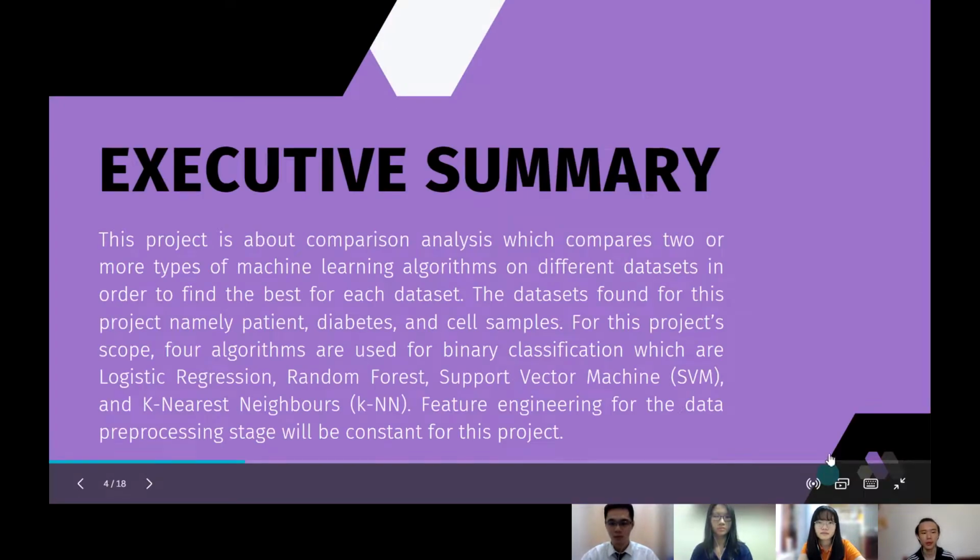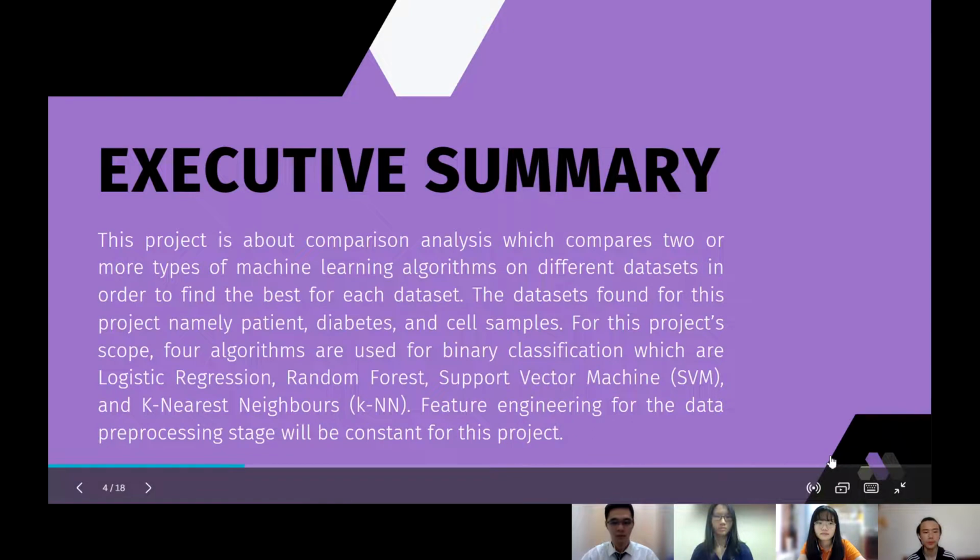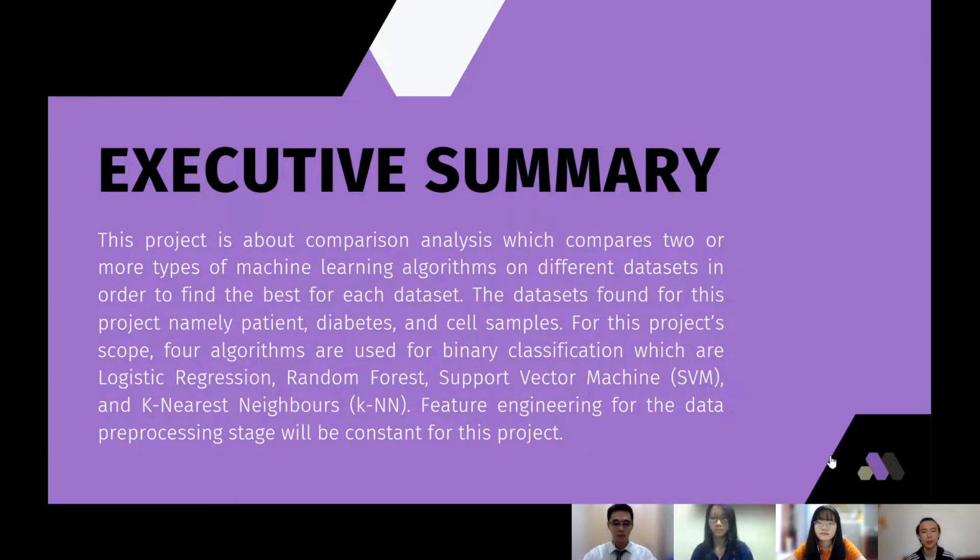I'm Sukaita and now I'm going to present the executive summary. This project is about comparison analysis which compares two or more types of machine learning algorithm on different datasets in order to find the best for each dataset. The datasets found for this project are mainly for patient, diabetes, and cell samples. For this project scope, 4 algorithms are used for binary classification, which are logistic regression, random forest, support vector machine (SVM), and KNN for K nearest neighbor. Feature engineering for the data pre-processing stage will be constant for this project.